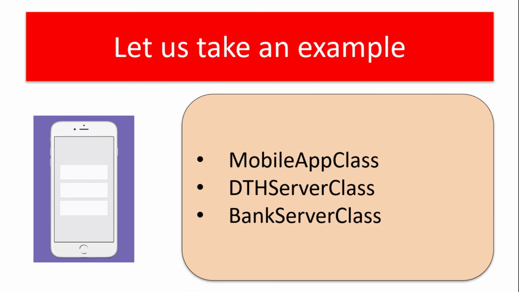So the mobile app class will not have access to the bank server class, whose details must be confidential. If at all it needs to access the bank server class, it must be through the DTH server class. So here is the place where bank server class credentials, data, variables and methods are hidden from being accessed from the mobile app class. So this is the place where data hiding happens, as I said already. So this is the difference between abstraction and encapsulation.